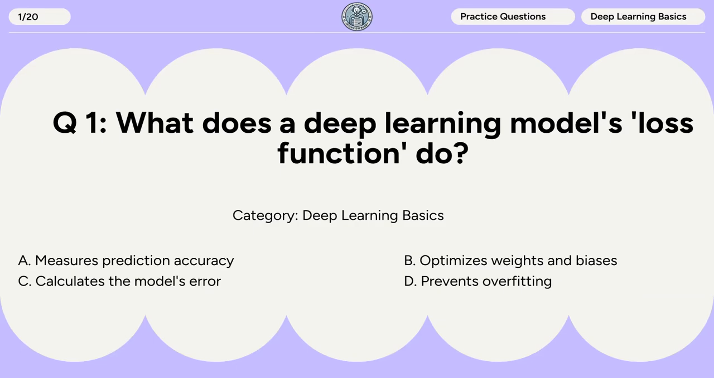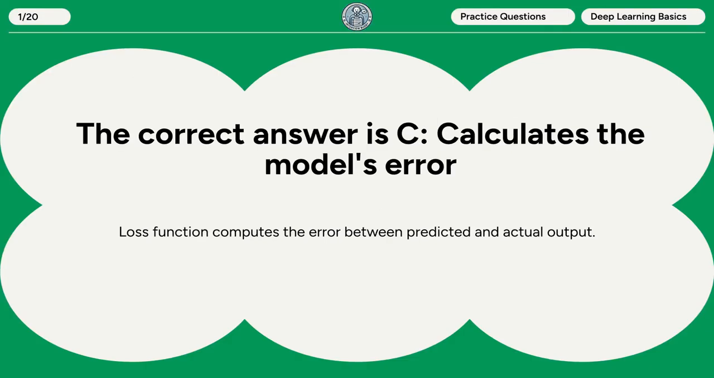Question 1. What does a deep learning model's loss function do? A. Measures prediction accuracy. B. Optimizes weights and biases. C. Calculates the model's error. D. Prevents overfitting. The correct answer is C. Calculates the model's error. Loss function computes the error between predicted and actual output.